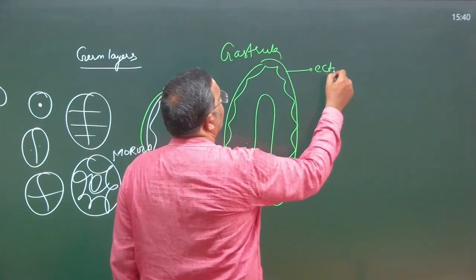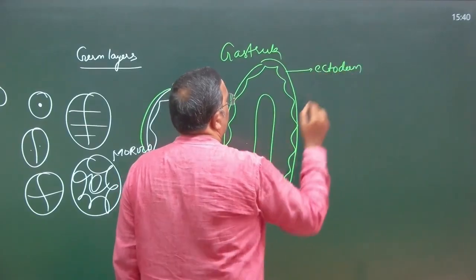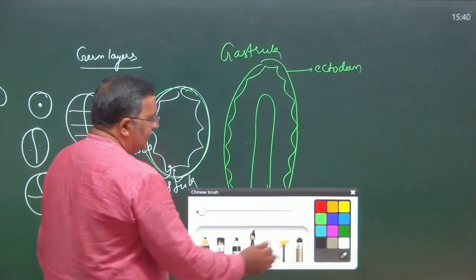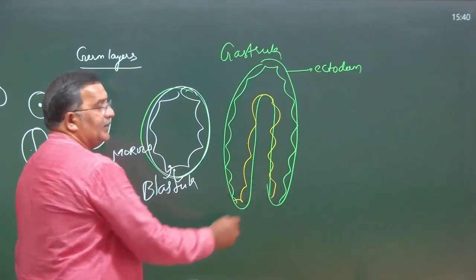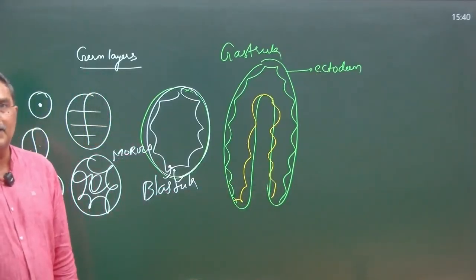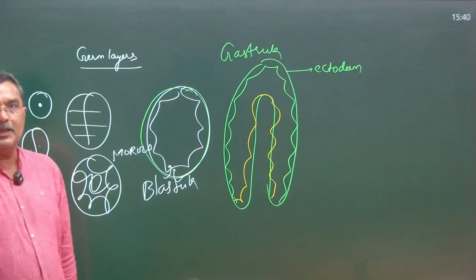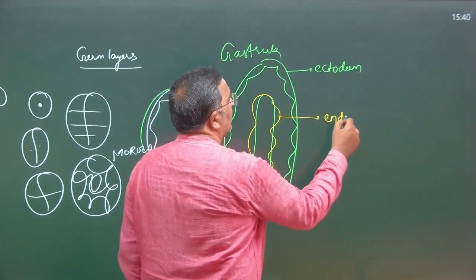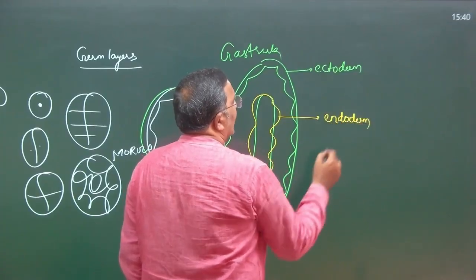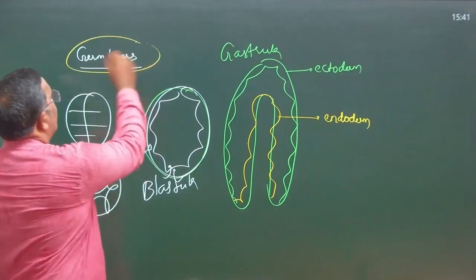We name the layers: the outer layer is called ectoderm, and the inner layer is called endoderm. Outer layer ectoderm, inner layer endoderm. We call them germ layers.